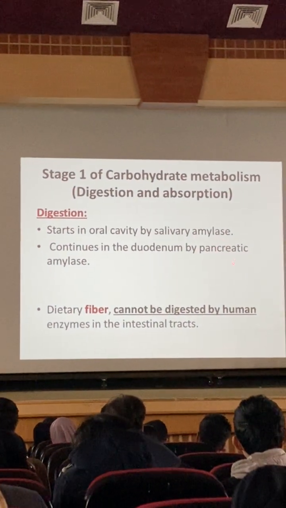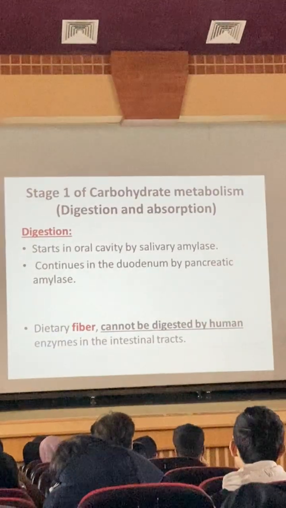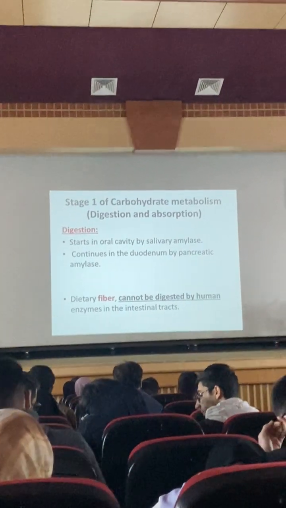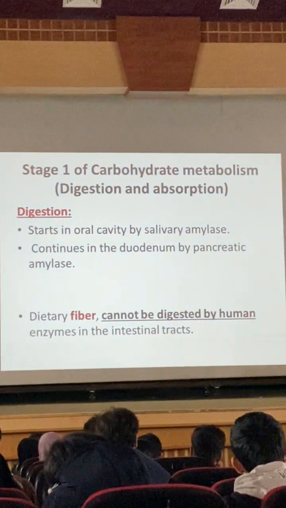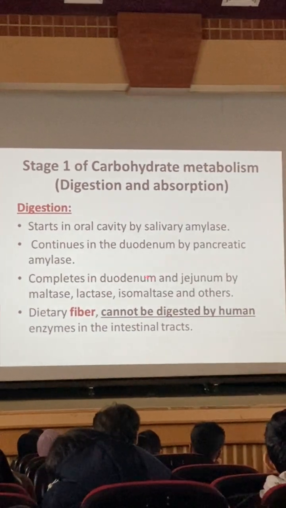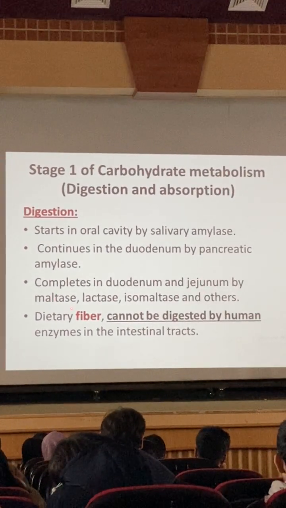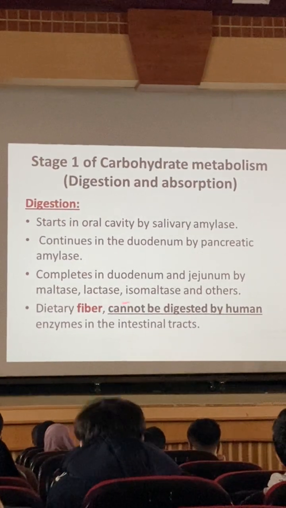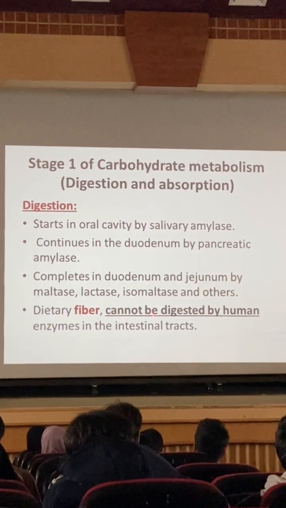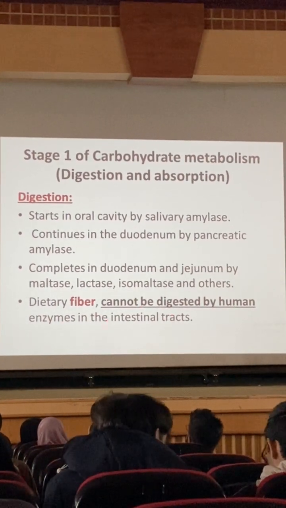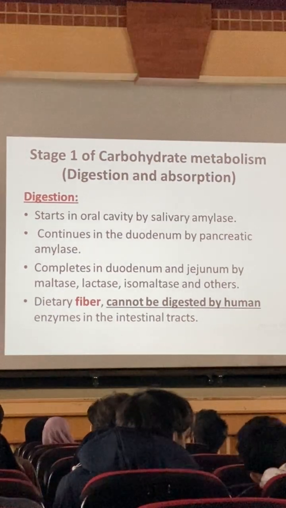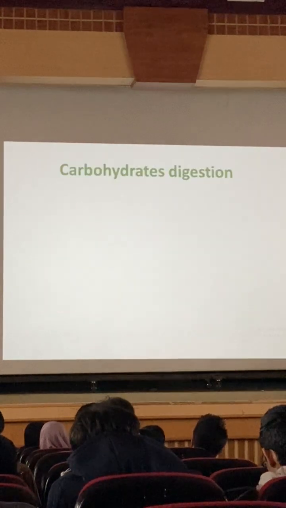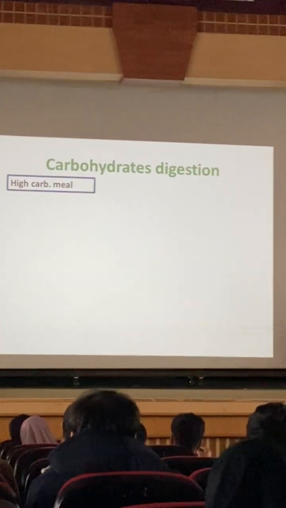In the duodenum, we have another amylase, but this is called pancreatic amylase because it will be secreted by the pancreas. And finally, digestion completes in the duodenum and jejunum by the maltase, lactase, isomaltase, and others. This is called the disaccharidases. The next slide will clarify this. Dietary fiber cannot be digested by human enzymes in the intestine. We don't have an enzyme to digest the fiber, that's why fibers will pass undigested. Okay? So this is how it will begin.